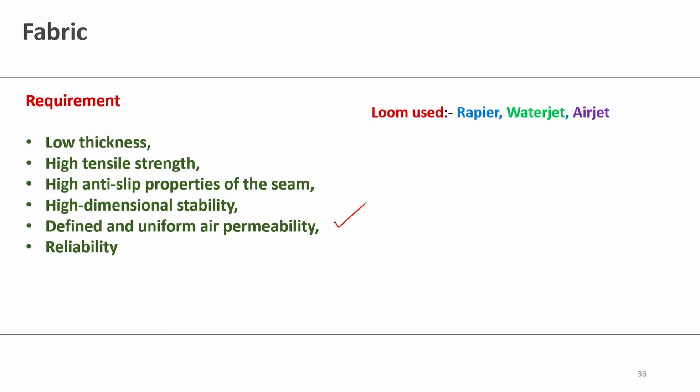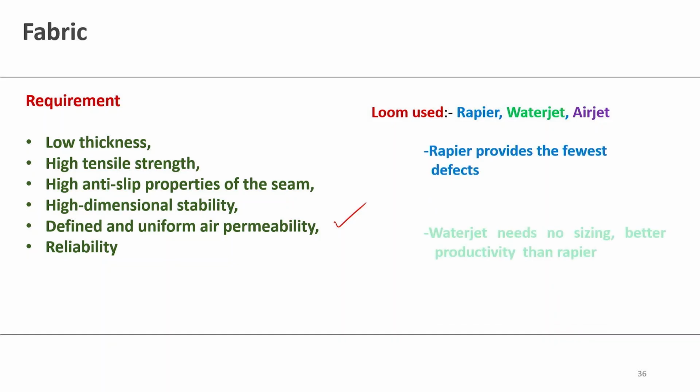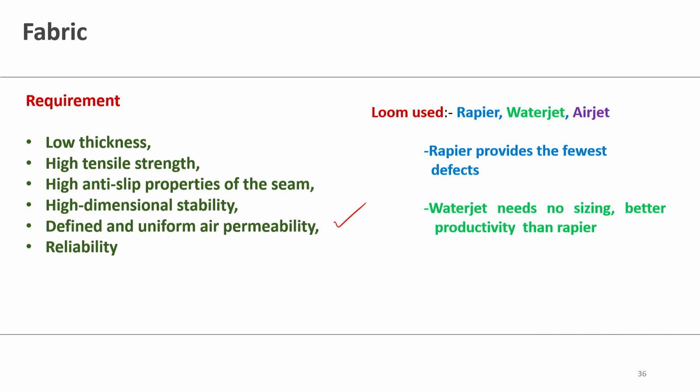Rapier, water jet and air jet looms are used. Rapier provides fewer defects. Water jet needs no sizing and gives better productivity than rapier. Air jet provides the highest production rate. We can use any of the different types of looms.